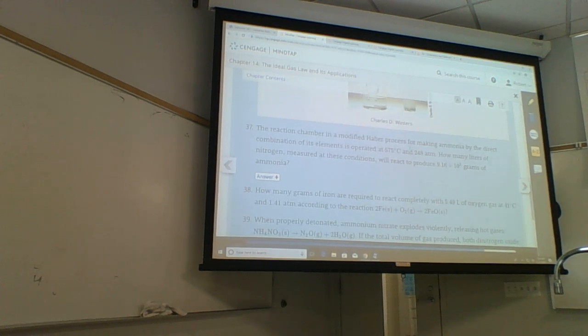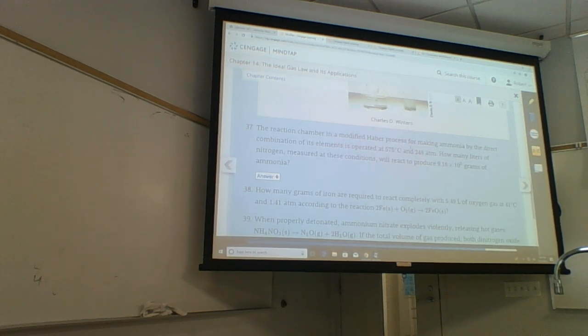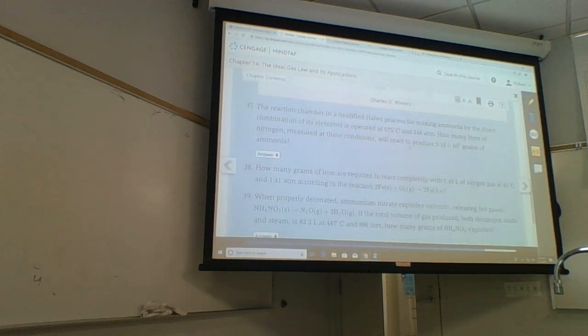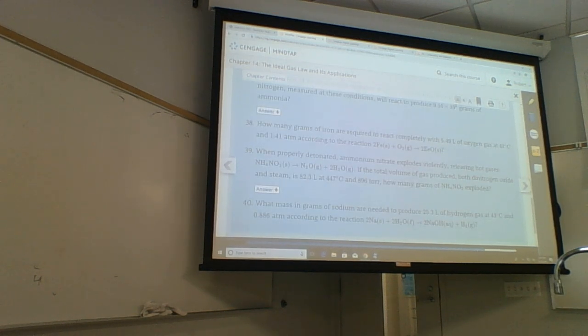The reaction chamber in a modified Haber process for making ammonia by the direct combination of elements. So this is again just grams to moles, moles to moles, moles to volume. How many grams of iron are required to completely react with 5.49 liters of oxygen? So we're going from liters of oxygen to moles of oxygen, moles of oxygen to moles of iron, moles of iron to grams. So the only thing is the liters to moles conversion using the ideal gas law or molar volume.